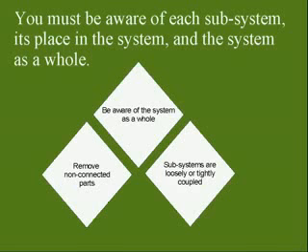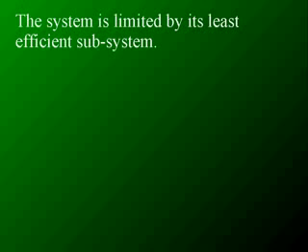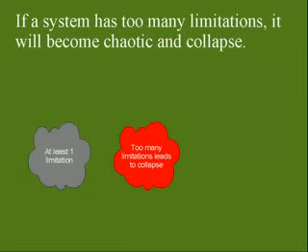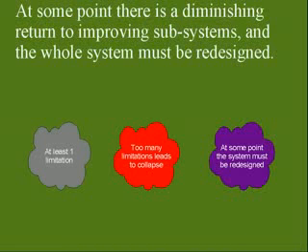Your system is going to be limited by its least efficient subsystem. All systems have at least one limitation, or they would have infinite throughput. If a system has too many limitations, it will become chaotic and collapse. At some point, there's a diminishing return to improving subsystems, and the whole system must be redesigned.